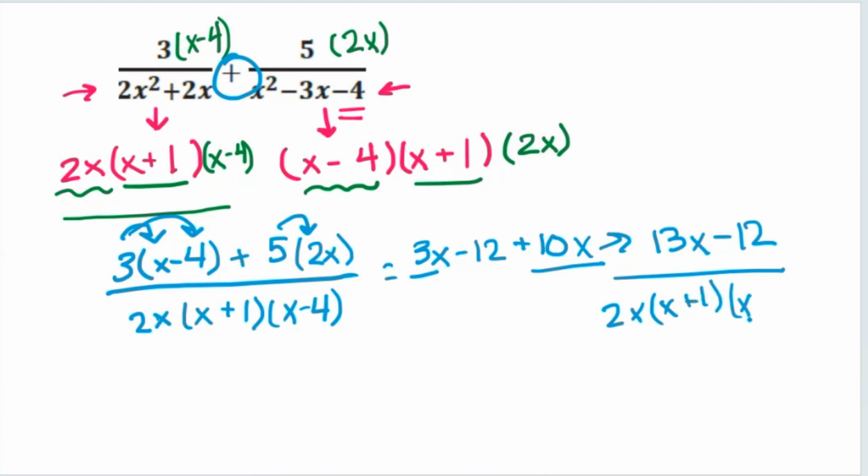and x minus 4. And for purposes of this class, you are allowed to leave those denominators in their factored form. So this would be the simplified answer. 3x minus 12 all over 2x times x plus 1 times x minus 4.